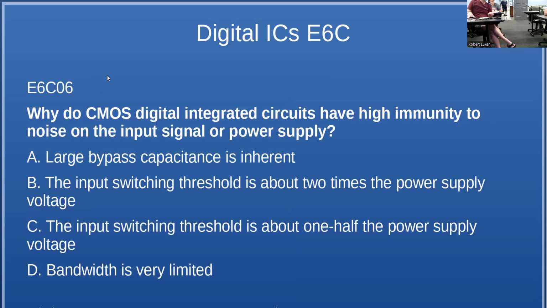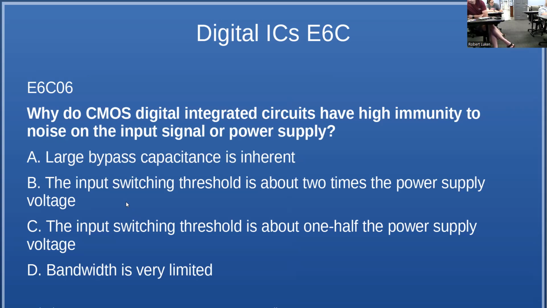So why do CMOS digital integrated circuits have high immunity to noise on the input signal or power supply? And I probably didn't talk about that. So what can we eliminate? We can talk about bypass capacitance. We can talk about bandwidth. No. So it's got to be Bravo or Charlie. And Charlie? That'd be a good guess.